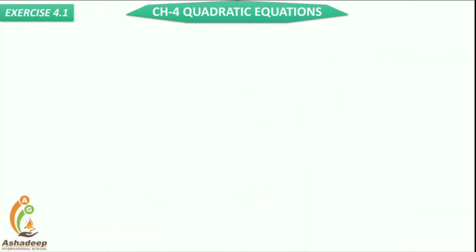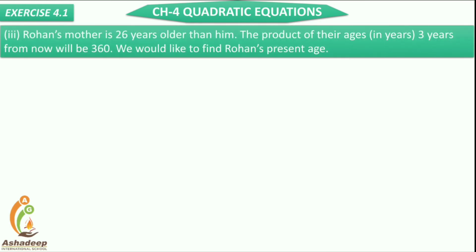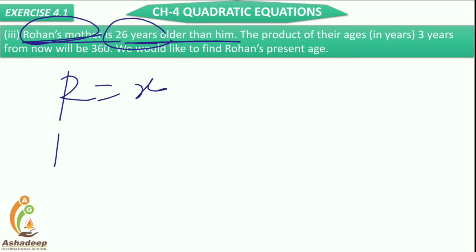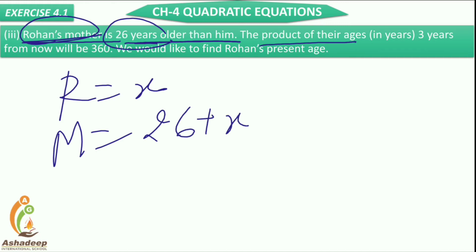Okay, now let's move ahead with another question, and that is: Rohan's mother is 26 years older than him. तो हमको रोहन की मम्मी उससे 26 साल बड़ी है, तो रोहन की एज हमको पता नहीं है, तो let Rohan's age be x. तो उसकी मम्मी की एज कितनी होगी, तो उससे 26 साल बड़ी है, तो 26 प्लस x. The product of their ages 3 years from now.